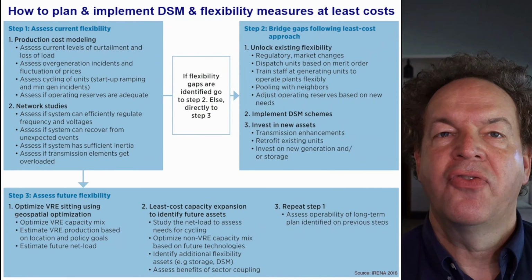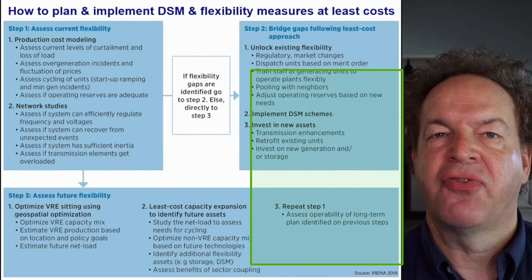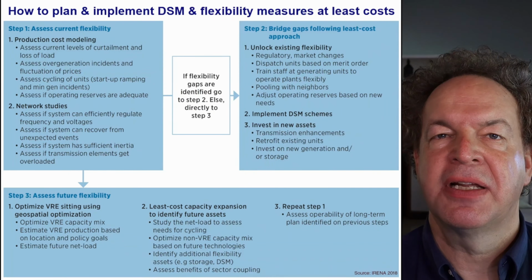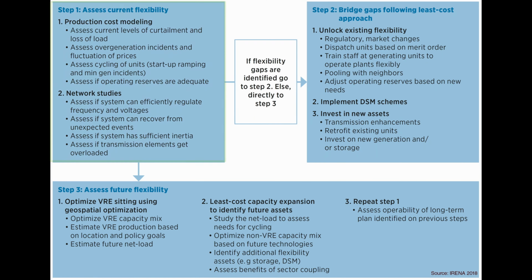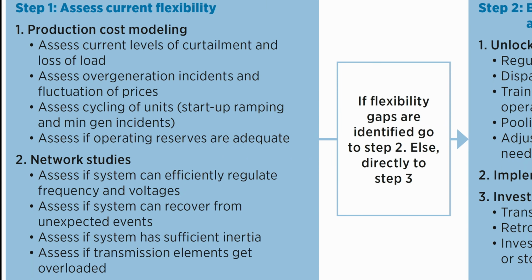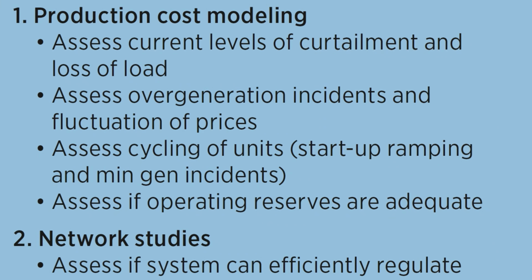So let's take a look at how we implement those measures for demand side management and flexibility. The first step is to assess the current flexibility. So we take a look at the production cost modeling. We assess current levels of curtailment and loss of load. We assess overgeneration incidents and fluctuation of prices. We assess the cycling of units, meaning startup, ramping, and minimum generation incidents. We assess if operation reserves are adequate.